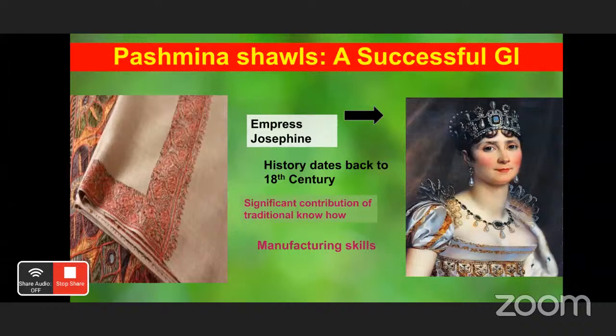For example, I want to mention Pashmina shawls once again. Empress Josephine, the wife of Alexander the Great, was a style icon of that period, and the history of Pashmina shawls dates back to the 18th century. At that time, she had a Pashmina shawl collection of more than 50 shawls. So we can use this information to promote our product. That means we have a long-standing history.